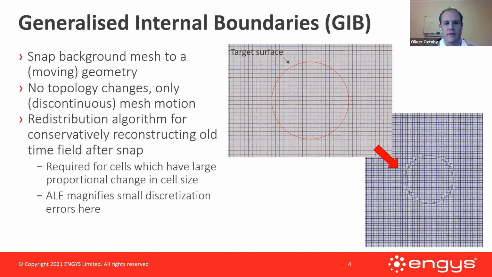And so the particular extreme example of this is when you have a mesh cell actually snapping outside of the geometry, and it's essentially inflating from a zero size. And so there's no time history for that particular cell, and that's where this redistribution has to come in.